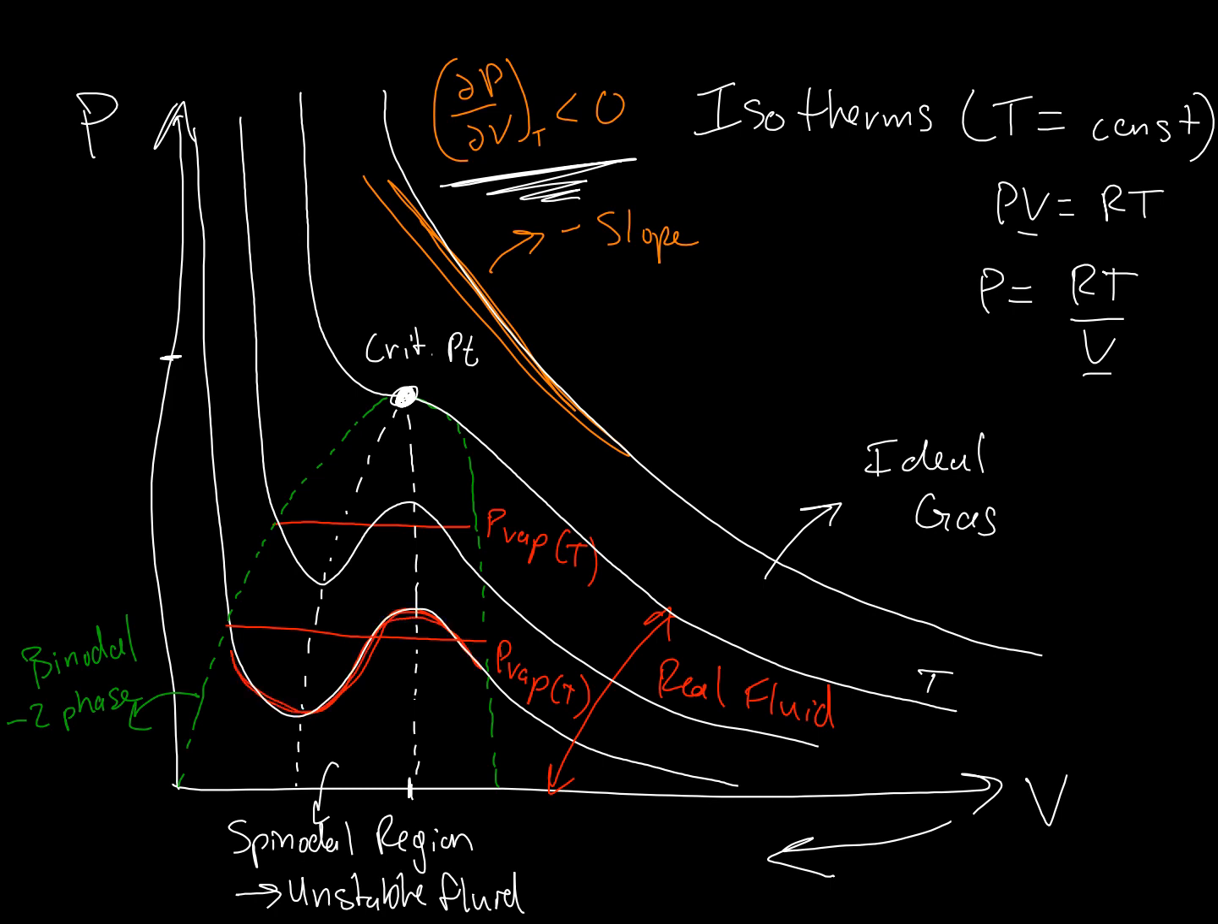Now what we're going to be talking about on Friday is how do we actually identify how to draw this line and know what are the bounds of our spinodal region, the bounds of our binodal region, and the definition of what our vapor pressure is. So with the cubic equation of state, we can calculate what is the vapor pressure, what is the two-phase region.